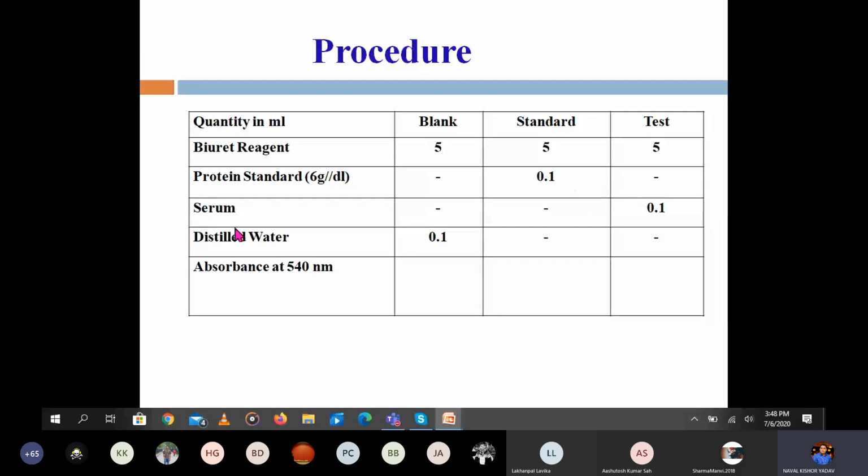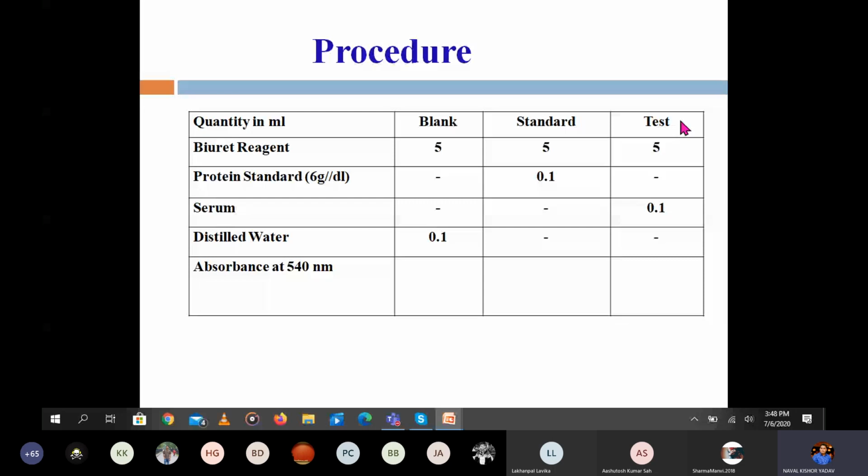And the serum also 0.1, distilled water 0.1, and mix it properly. You can incubate at room temperature for 10 minutes or at 37 degrees centigrade for 5 minutes, and take the reading at 540 nanometer against the blank. So with this blank you can set the colorimeter to 0, and take the reading of standard and test. This is one way you can do it.